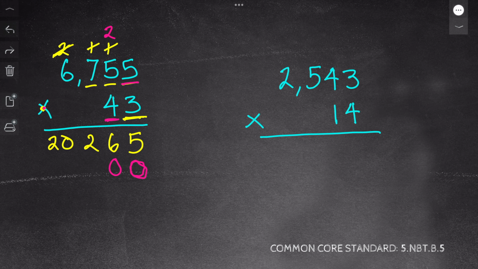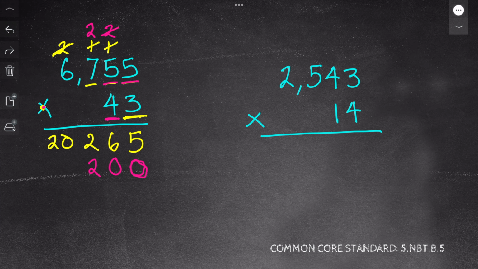Once again, 4 times 5 is 20 plus 2 is 22. Regroup my 2 and put my 2 down. Now you can start to see why I'm crossing out my regrouped numbers so I don't get confused. Then I'm going to do 4 times 7, which is 28, plus 2 is 30. Regroup my 3 and put my 0. And last but not least, I have 4 times 6, which is 24, plus 3, which is 27.